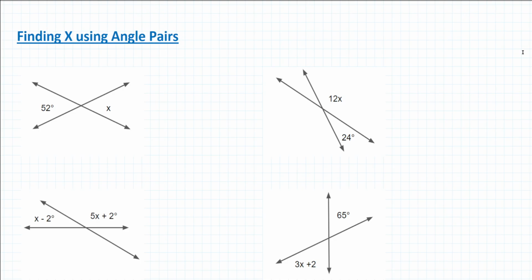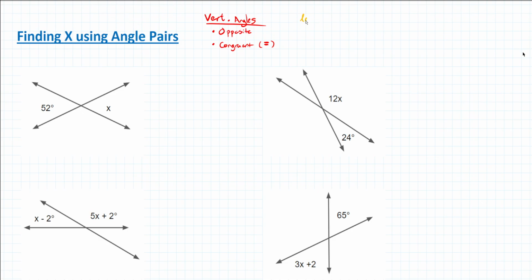Hello, ladies and gentlemen. Let's use our newfound knowledge of linear pairs and vertical angles to solve some mysteries. As a review, vertical angles are angles that are opposite of each other across the intersection. Opposite, and they are congruent, meaning they are equal to each other.